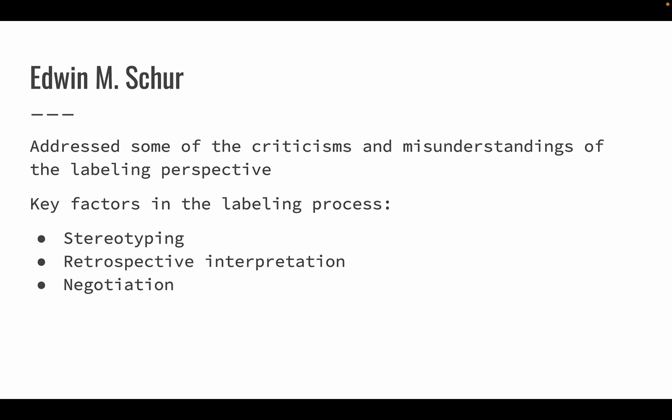Retrospective interpretation is another factor. This is the process by which an individual is identified as a deviant and is thereafter viewed differently, like viewed in a new light after they're like, oh, that person's deviant. Through this process, an individual is given a new personal identity. And the most dramatic way of initiating this process is through a public status degradation ceremony.